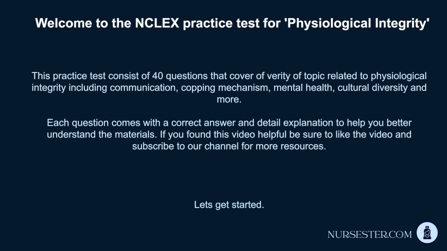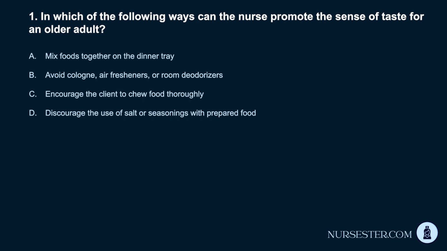Let's get started. 1. In which of the following ways can the nurse promote the sense of taste for an older adult? A. Mix foods together on the dinner tray. B. Avoid cologne, air fresheners, or room deodorizers. C. Encourage the client to chew food thoroughly. D. Discourage the use of salt or seasonings with prepared food. Correct answer: C. Encourage the client to chew food thoroughly.